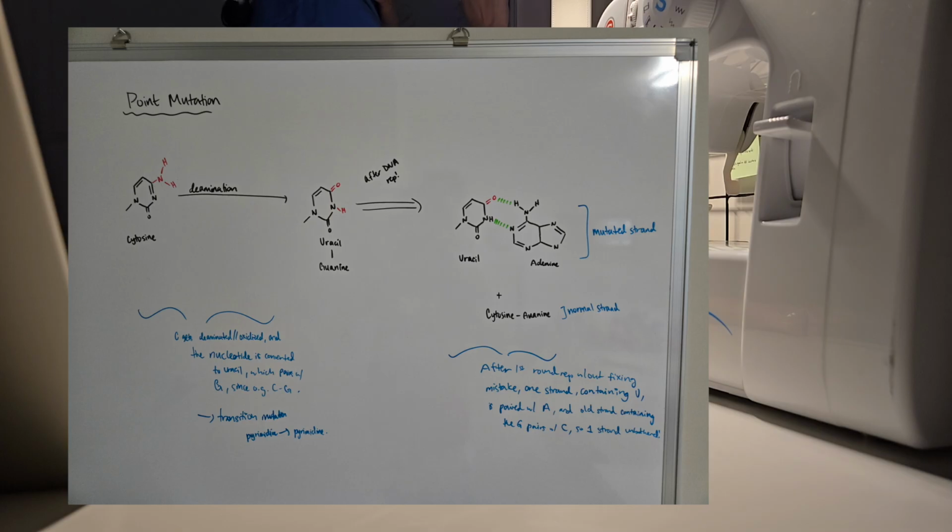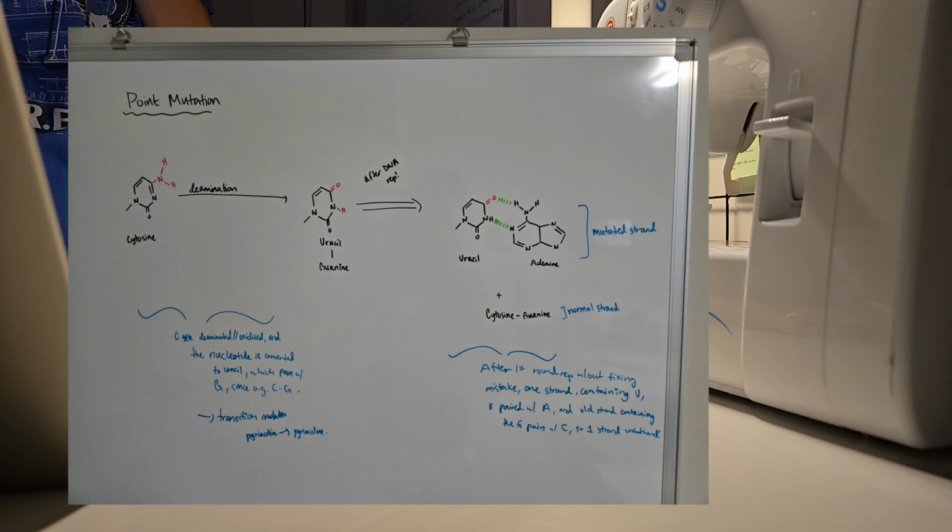But this is a transition mutation because you're going from a pyrimidine to a pyrimidine. If you're going from a pyrimidine to a purine, that is known as a transversion. So you can go from like A to C, and that will be weird, you know? So yeah, that one is what I wanted to cover: there are transitions which are pyrimidine to pyrimidine or purine to purine, and then transversions are pyrimidine to purine or purine to pyrimidine.